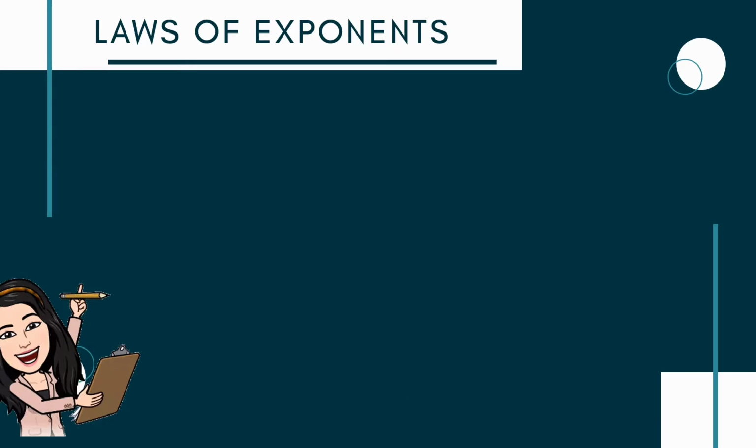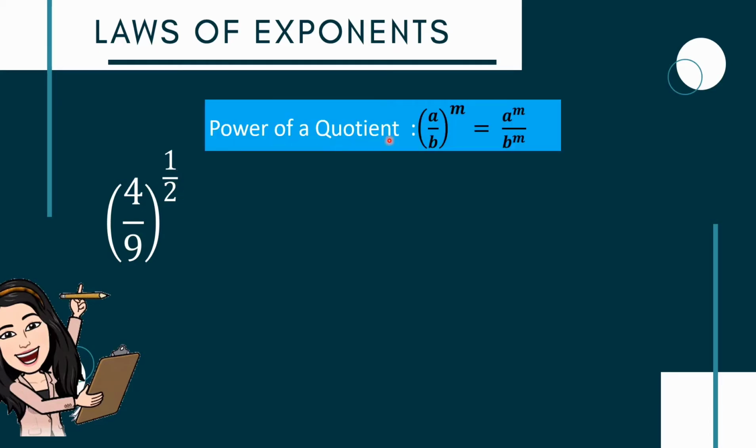Let us have this one. So let us have the example or the expression 4 over 9 raised to the power of 1/2. So here we will apply the power of a quotient rule in which we need to distribute the exponent to the numerator as well as to the denominator. So this will be equal to 4 raised to 1/2 divided by 9 raised to 1/2. So, if you noticed, meron pa ba tayong way para ma-simplify ito? Okay, wala na, di ba?